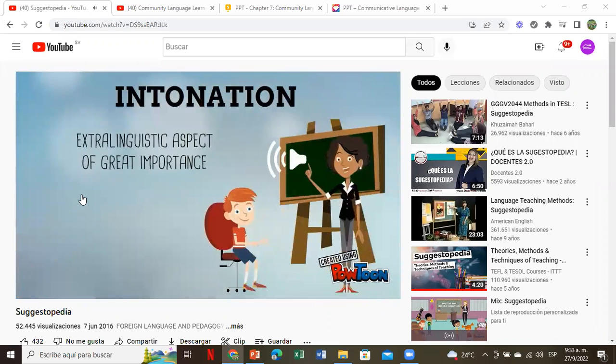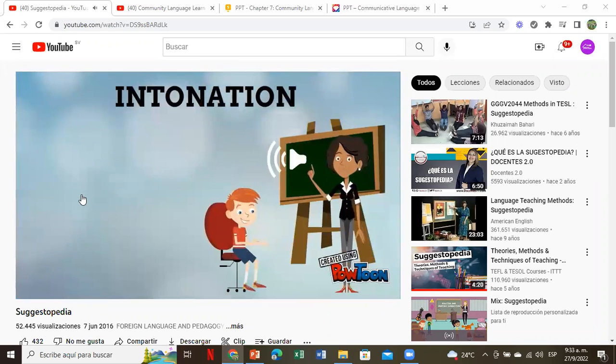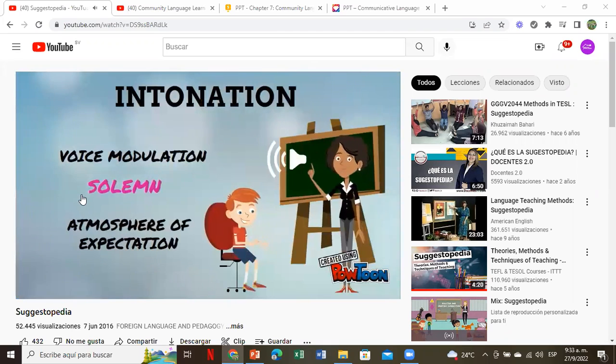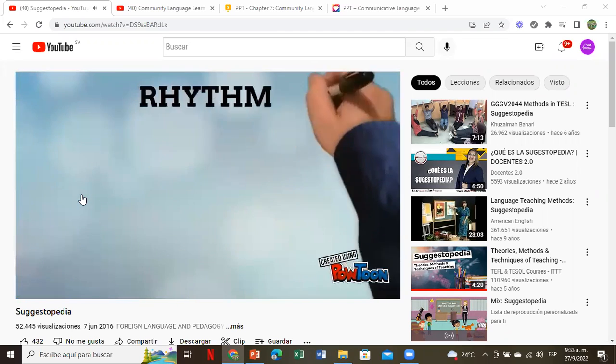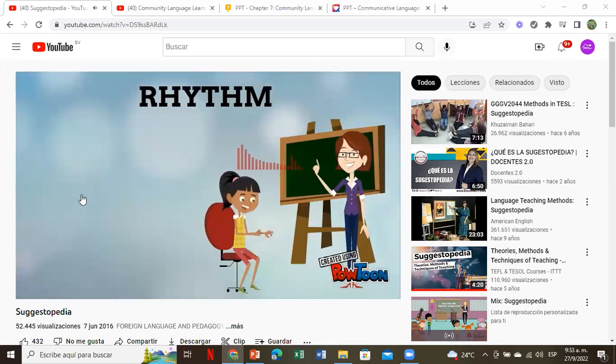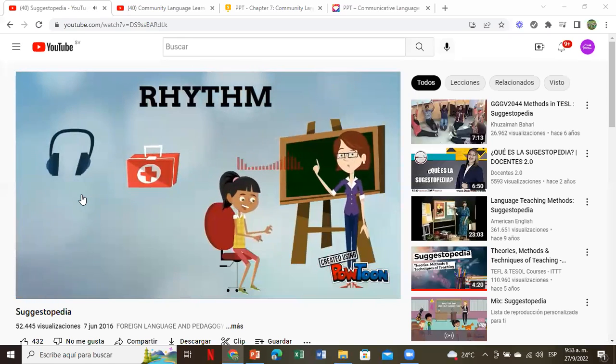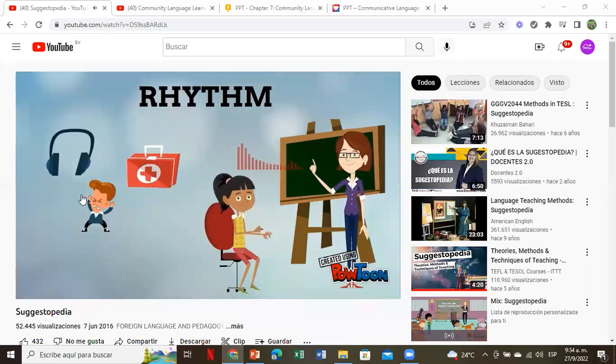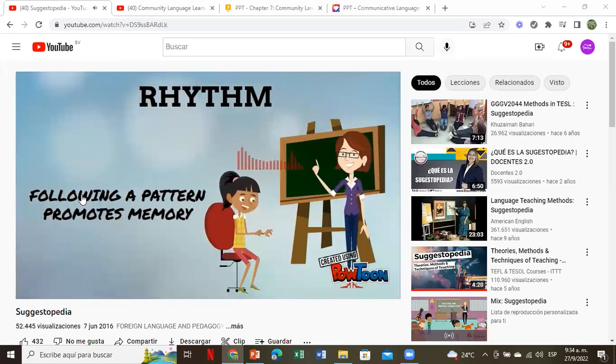Intonation. It's an extra-linguistic aspect of great importance. The author identifies the intonation as modulating voice, which must be solemn to create an atmosphere of expectation and effective content. Rhythm. Lozanov considers the basic biological principle, and we see it in different areas of human activity: music, medicine, psychotherapy, etc. The pace is critical to the learning for the presentation of a material. Following a pattern, rhythm promotes memory.